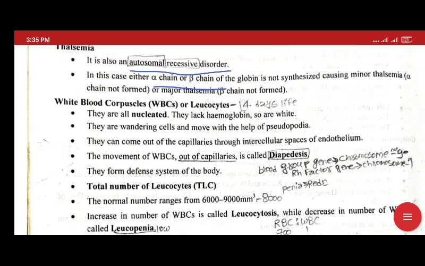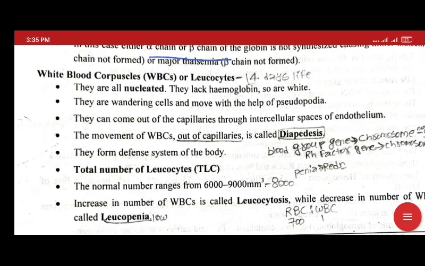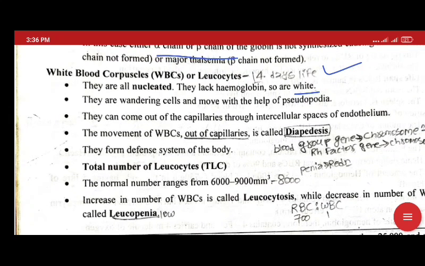Now let's move on to WBC, means white blood corpuscles, or white blood cell, or leukocytes you can say. Its lifetime is 14 days, and it is white in color due to absence of hemoglobin. Blood is red due to presence of hemoglobin and iron.